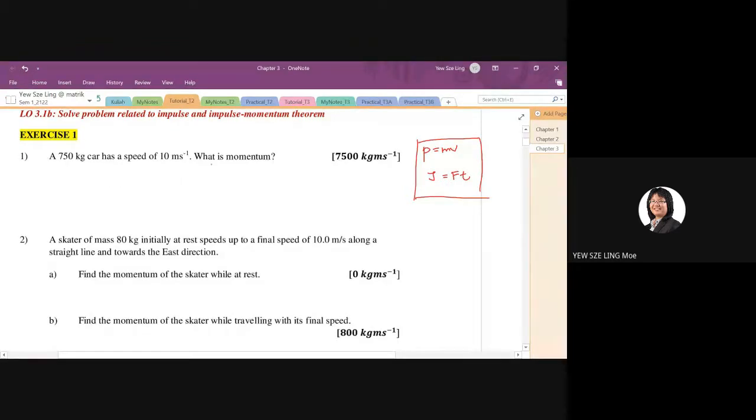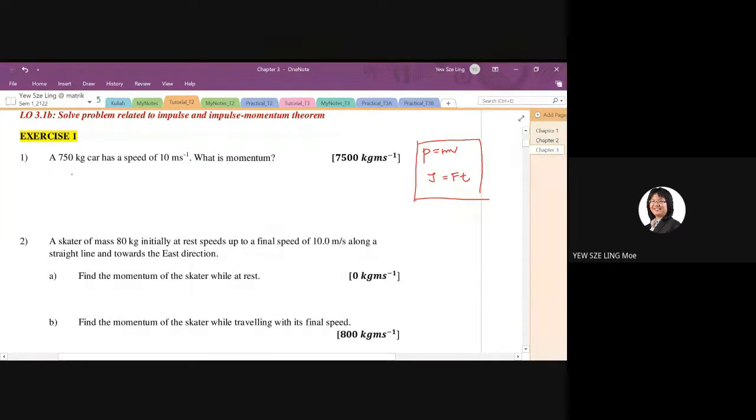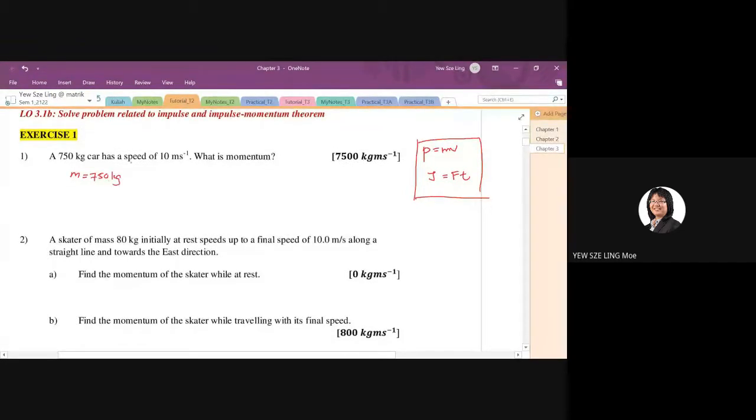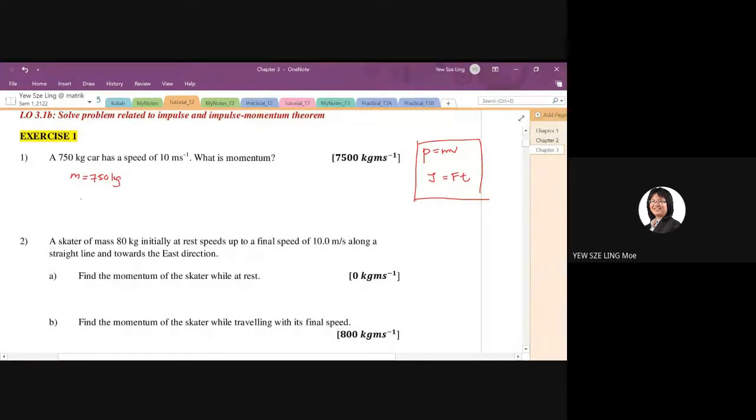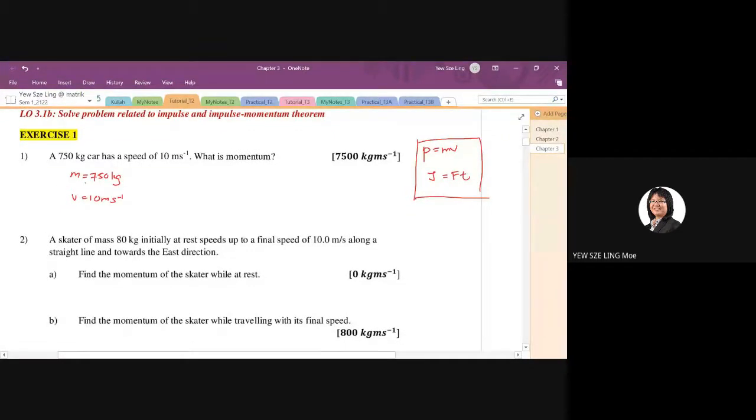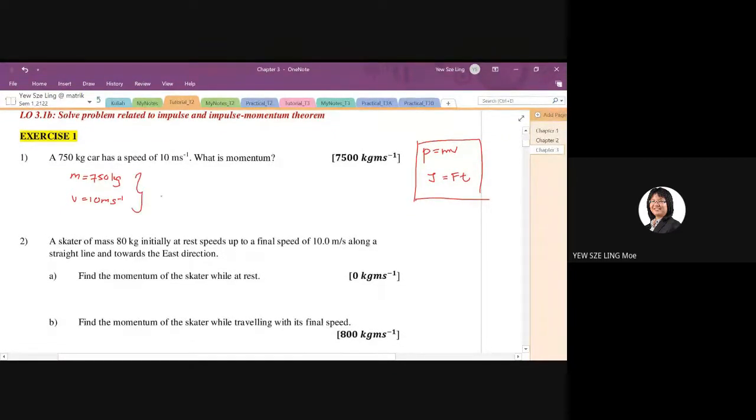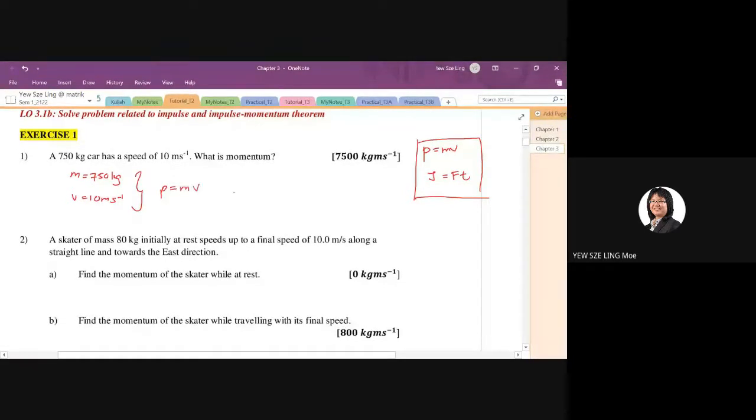If you look at the questions, always make it a habit to write down the information first. It won't take a lot of time in your exam. It might just take a few seconds. So you just rewrite it: m equals 750 kg, and a speed v equals 10 meters per second. When you have these two pieces of information, you can apply p equals mv easily.